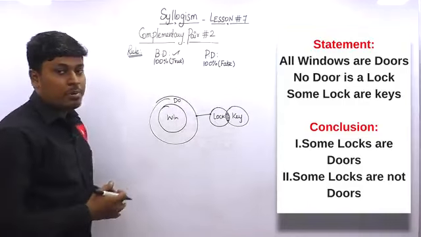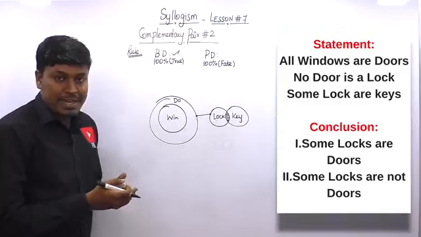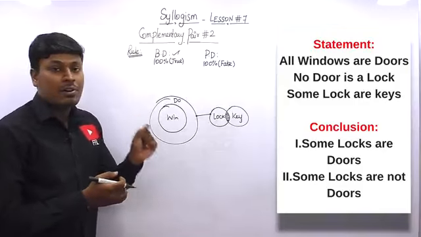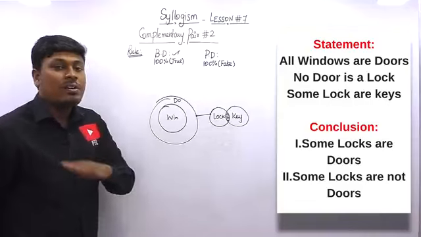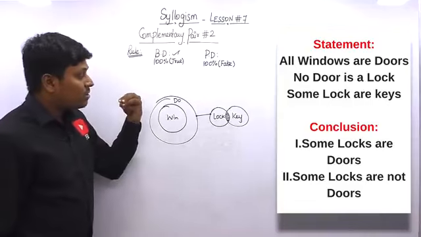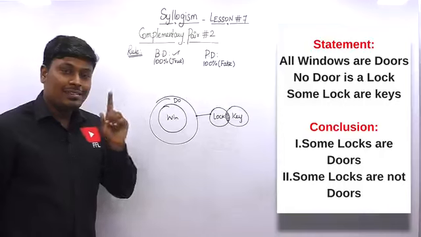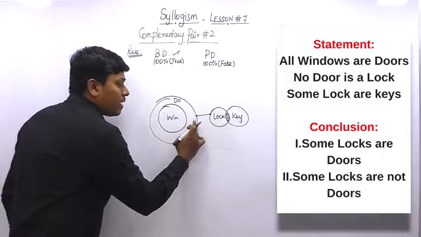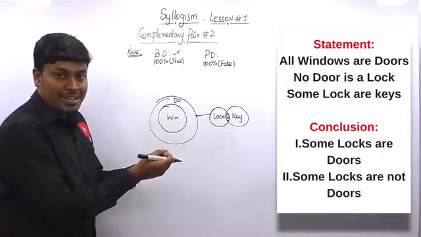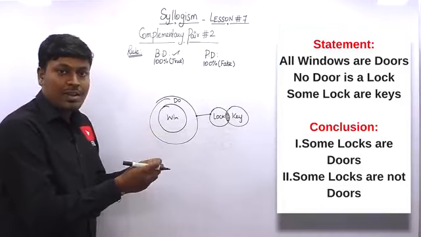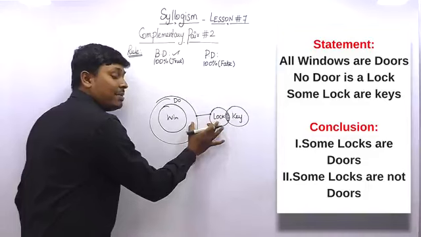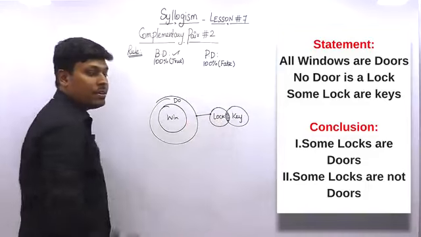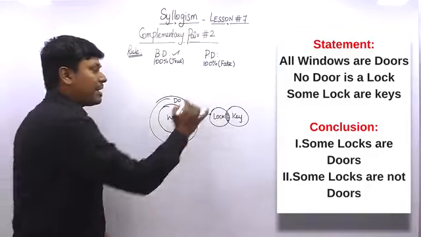Now let me move on to the possible diagram. In the possible diagram, they are saying some locks are not door. Whether we can connect lock with the door, it is not at all possible. Even when you draw thousands of possible diagrams, there is no chance of connecting lock and door. So similarly, in every possible diagram, there will not be any connection between locks and door. In all the possible diagrams, it is correct.